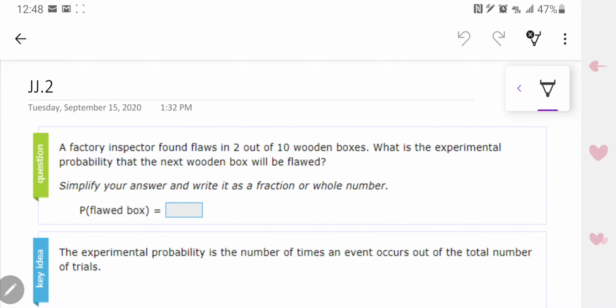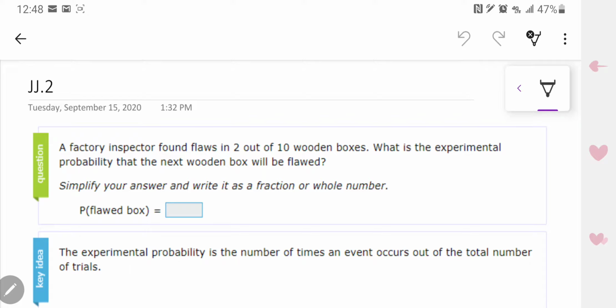All right, here is a video for JJ.2. This is experimental probability. So we have a question. A factory inspector found flaws in 2 out of 10 wooden boxes. What is the experimental probability that the next wooden box will also be flawed?